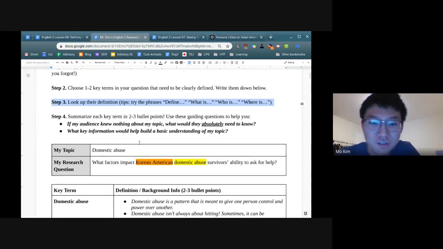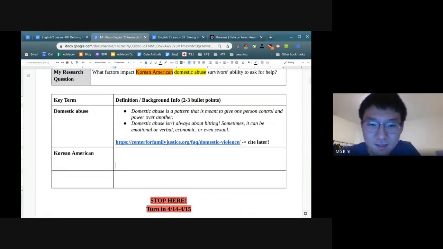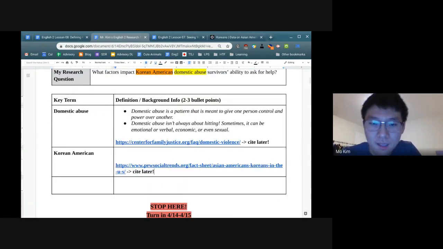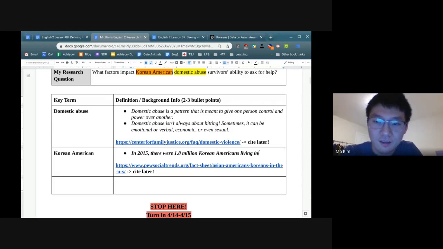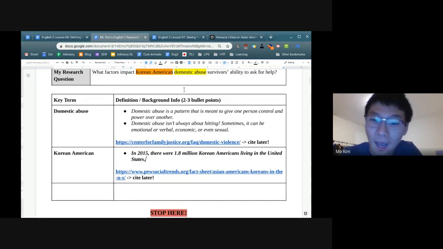I'm going to jump back into my chart and write that as a bullet point. Just in 2015, there were 1.8 million Korean Americans living in the United States. I did not know that. Holy cow, it's actually a big number.